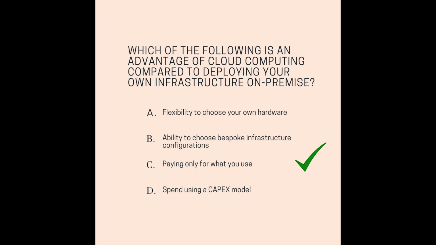Question 7. Answer is paying only for what you use. With AWS you only pay for what you use. However, you cannot choose your own hardware, infrastructure, and the payment model is operational, OPEX, not capital, CAPEX.